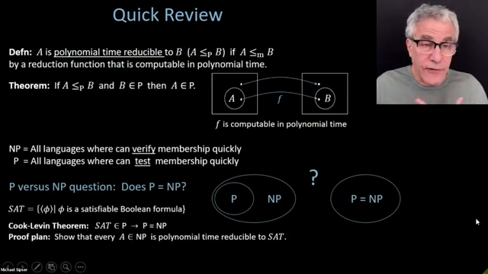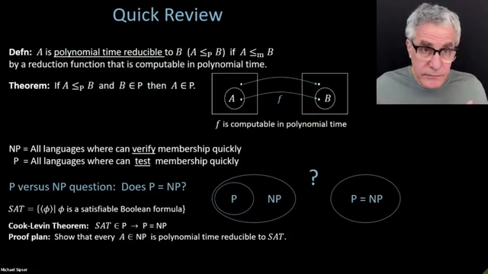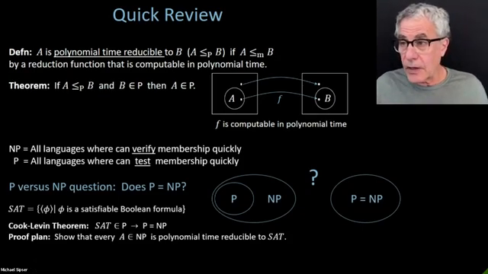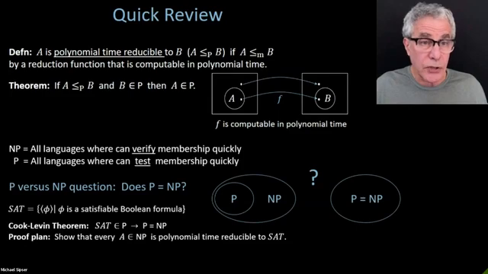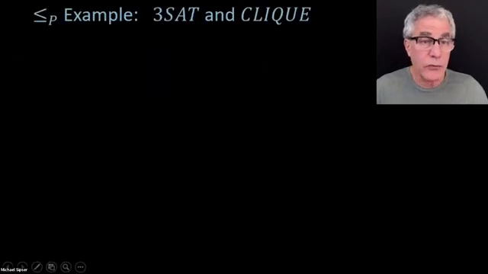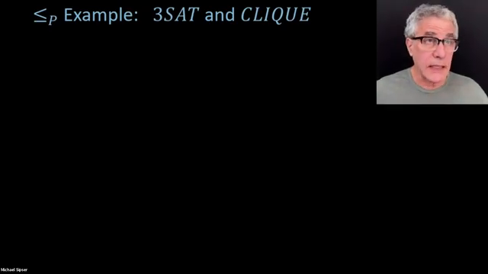And developing our intuition toward that direction, we're going to look at some specific polynomial time reductions today. And we'll start out with a reduction between two problems we have not yet seen, one of them called 3-SAT and the other one called clique. So on this slide, we're going to introduce those two problems.